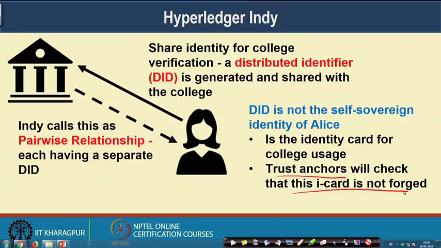So, you can just think of this deed as an identity attribute, like the college identity card. The self-sovereign identity of Alice would be all such deeds that she is going to create and share with other institutes or companies for getting different kinds of services. She is sharing with different service providers. So, that set of deeds will constitute the self-sovereign identity of Alice, and every individual deed you can think of as an identity attribute.